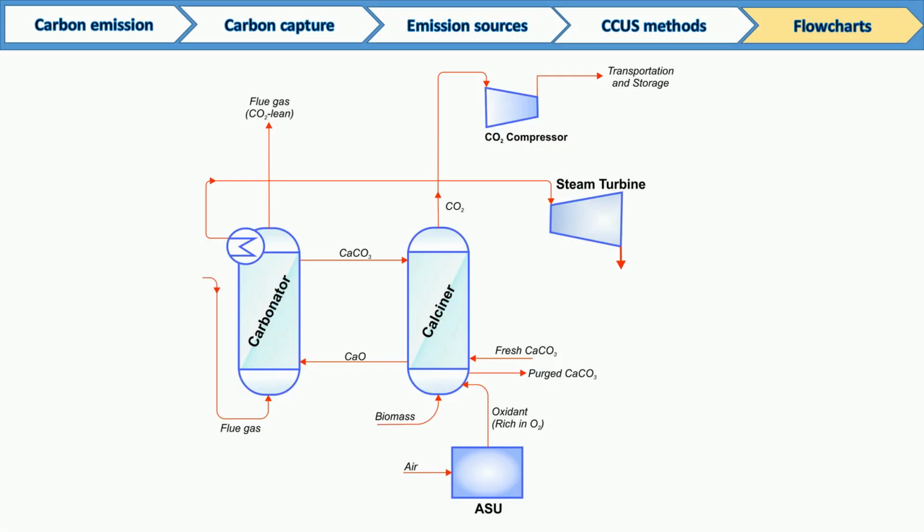A calcium looping system is a carbon capture system that can be easily retrofitted into the power and industrial sectors. In this system, solid calcium oxide-based sorbent is used to remove carbon from flue gases and to regenerate back the solid sorbent.